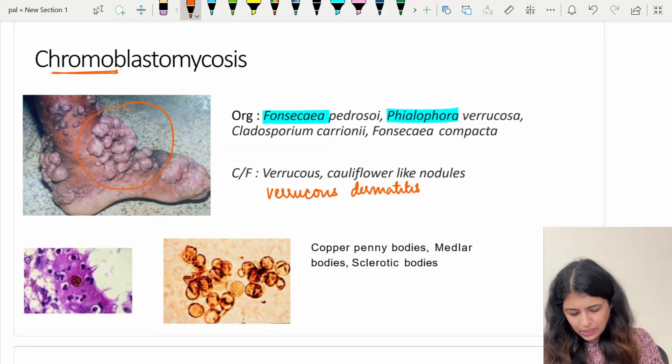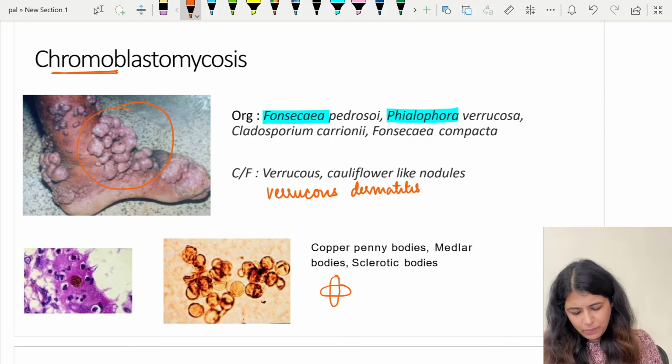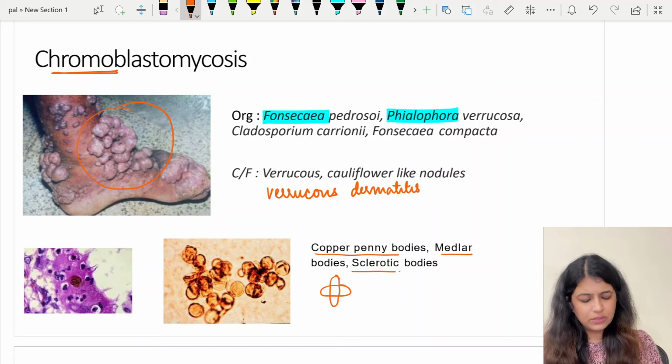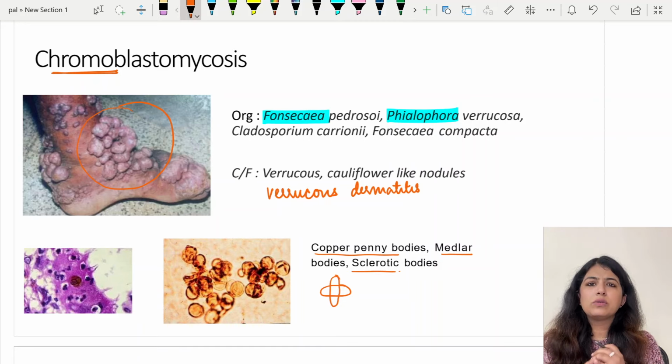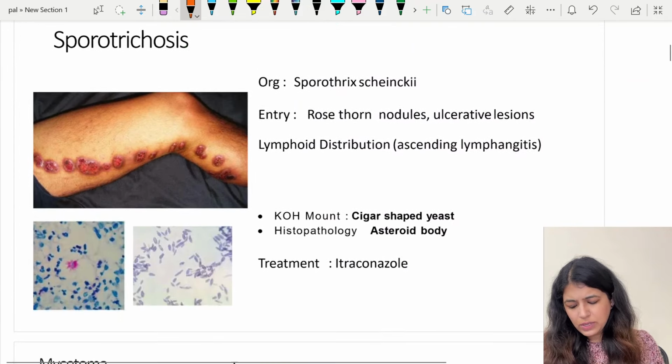And there is a finding here which is very important. In fact, it has been asked twice in the INI-CET exam also. So this finding here is very important. You see the yeast in the biopsy. The yeast here have an equatorial budding. So because of this equatorial budding, this kind of a picture comes in. So you see these copper colored structures. These copper colored structures here are called as copper penny bodies or medlar bodies or the sclerotic bodies. So the image of chromoblastomycosis as well as these copper penny bodies is very, very important. Next we come to sporotrichosis.